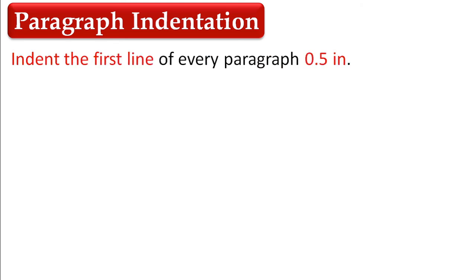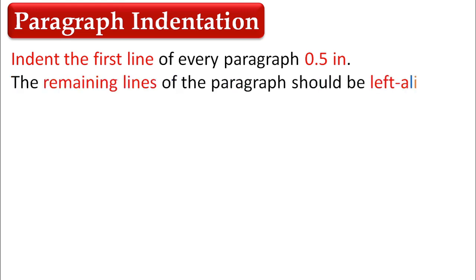Paragraph indentation. Indent the first line of every paragraph 0.5 inches. So whenever a new paragraph starts, it will be indented 0.5 inches. The remaining lines of the paragraph should be left aligned only. So it will be uneven on the right side.